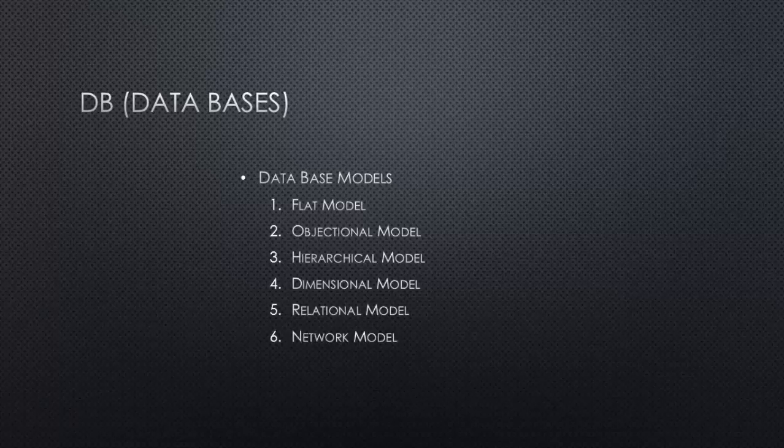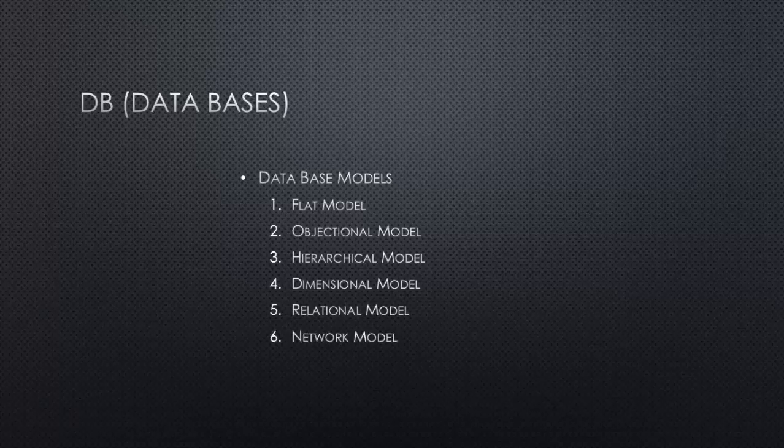And next is the hierarchical model, and it's a tree-like layout. Each record is connected to the record before it, and so on and so forth. So if you start at the bottom, you can find your way to the top, and there's one main record with all of the other ones branching out from it. The next would be the dimensional model. This is used for database warehouses, and that's a type of database that I'll be talking about on the next slide.